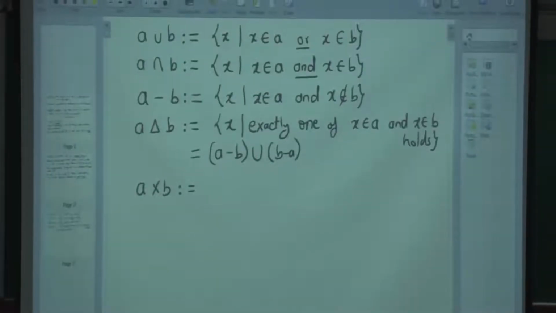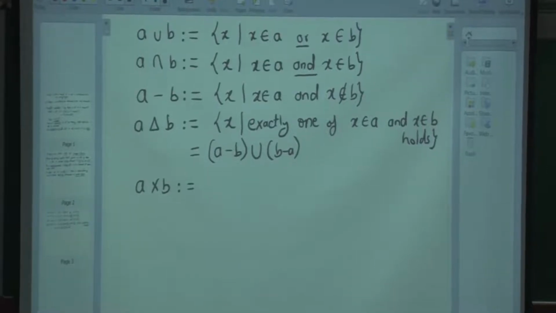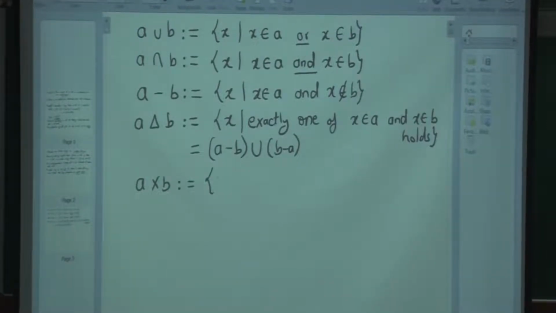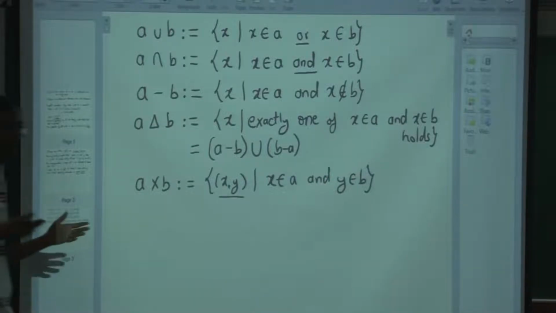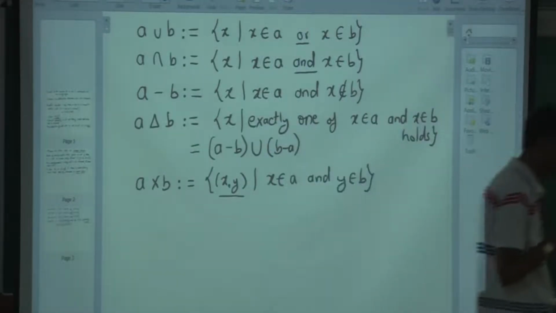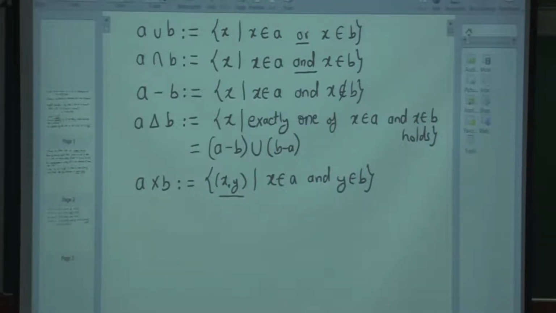Cartesian product, yes, very interesting concept. So what is Cartesian product? A cross B? Don't be so afraid to talk, I mean you know these things. The pairs x comma y, right? x comma y such that x belongs to A and y belongs to B. Very good. What is the meaning of this pair? Everything we are doing is a set. On the first slide I wrote that there is no distinction between sets and elements.